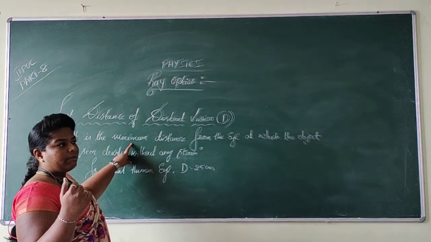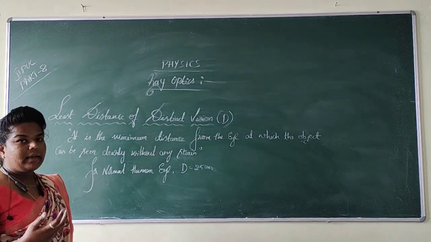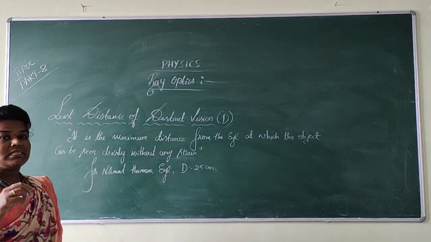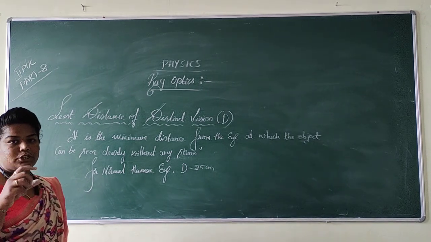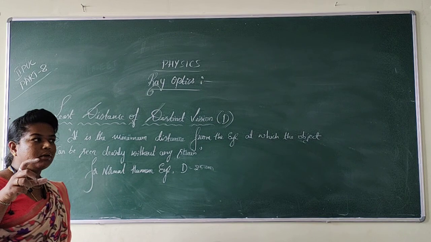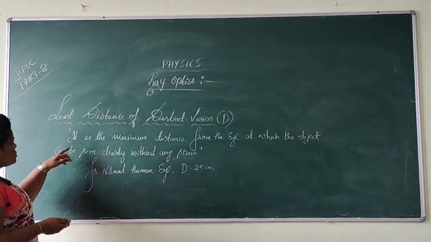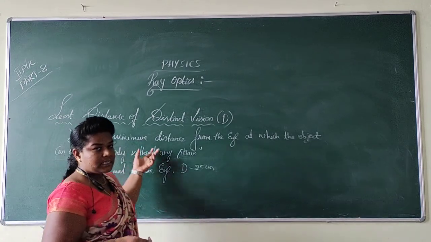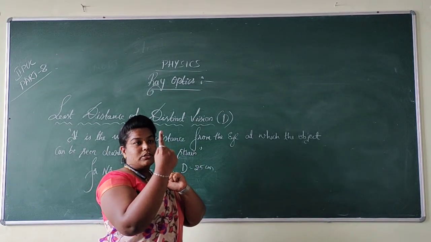You already know this from the 10th class, when you studied the human eye. In the human eye you studied about ciliary muscles, right? They expand or contract depending upon the brightness and also depending upon the position of the object. So the least distance is the minimum distance from the eye to see the object clearly.